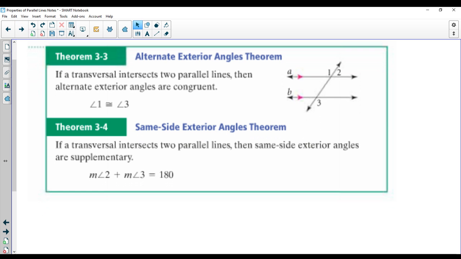Let's talk about the exteriors. Your alternate exterior angles, that would be 1 and 3 in this diagram over here. They would still be congruent. Right? And then your same side exterior angles, they are also supplementary, just like your same side interiors were. Okay?